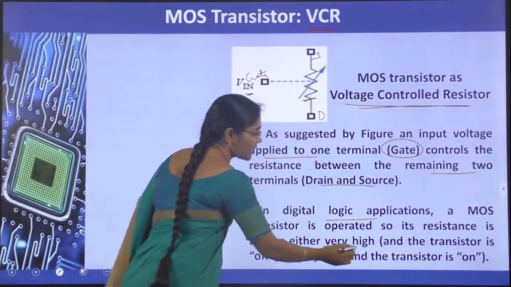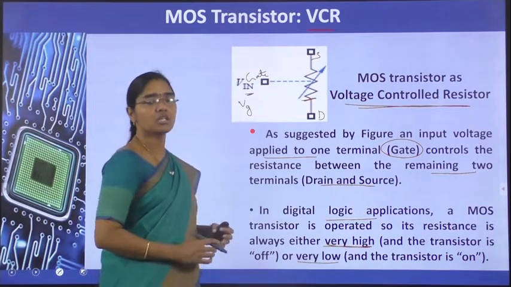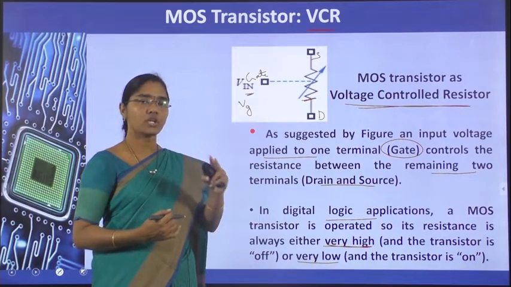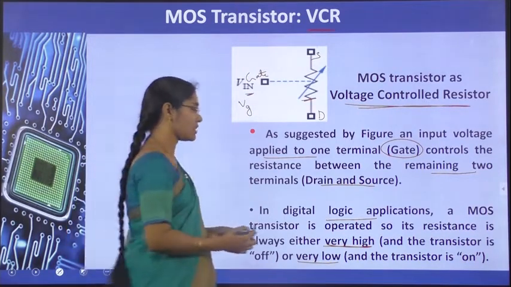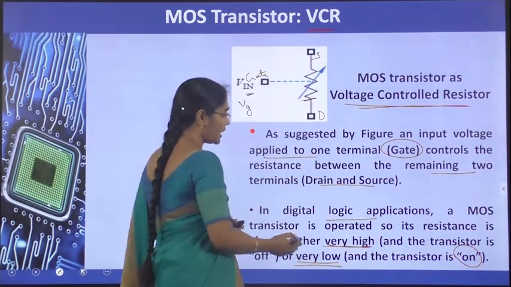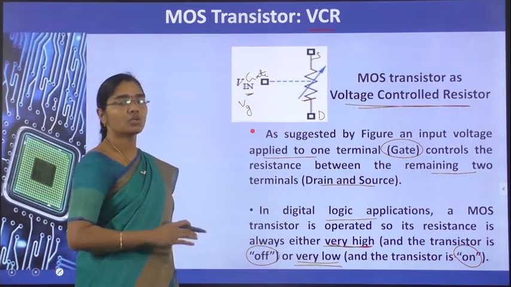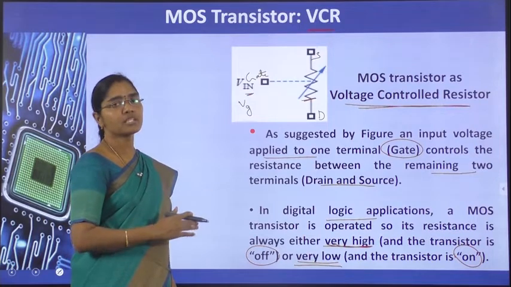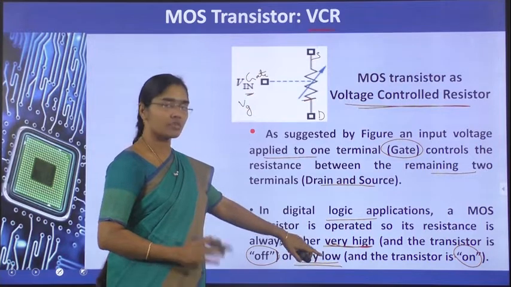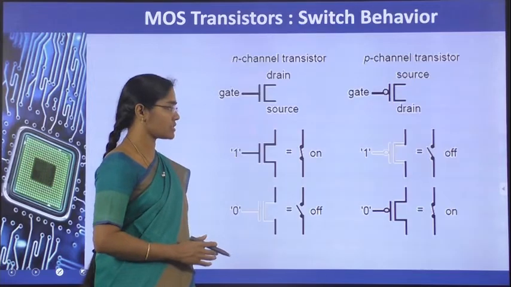This is always either very high or very low. That means it acts as a high resistance or a low resistance in 2 regions: one is the on state and another is the off state. The on state is defined by the low resistance value and the off state by the high resistance value. So, for the MOS transistor to work as a switch in the digital domain, using these two properties, very high resistance and very low resistance, it is used as an on switch or an off switch.